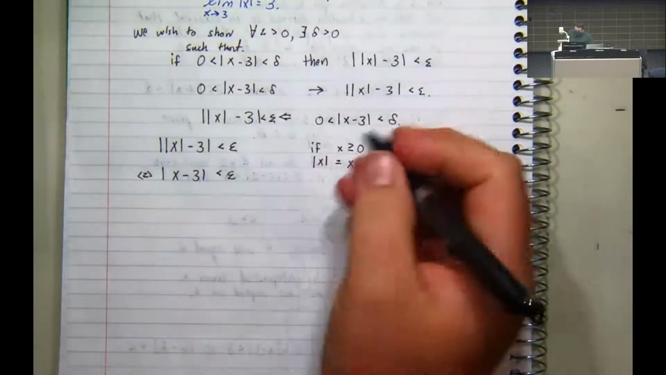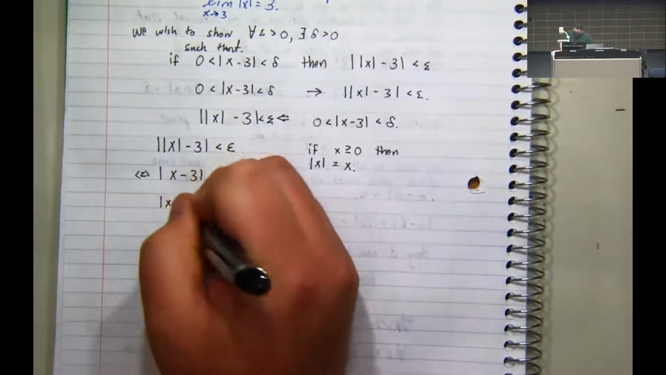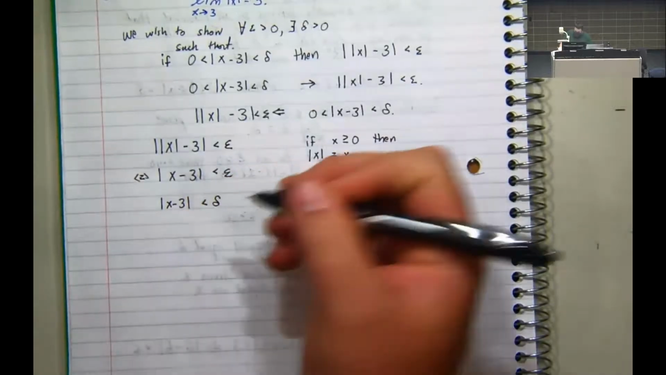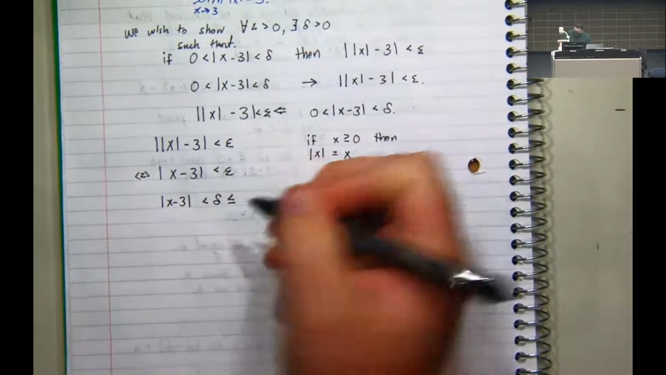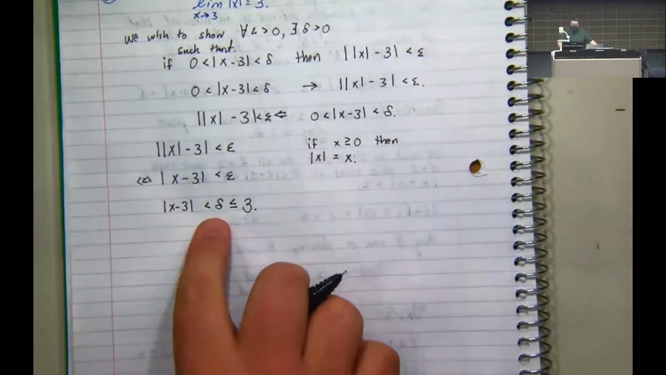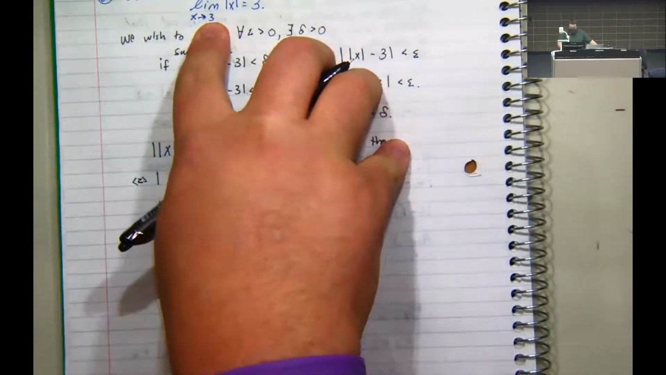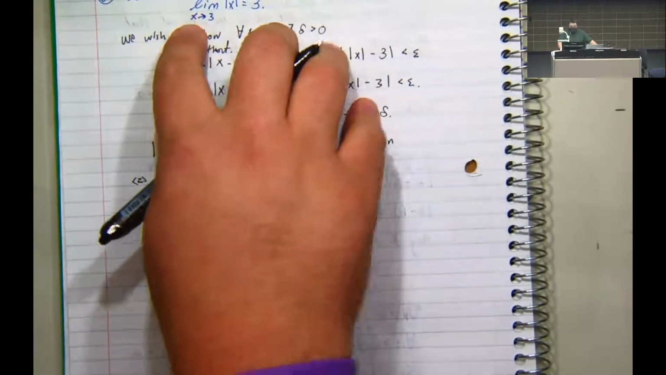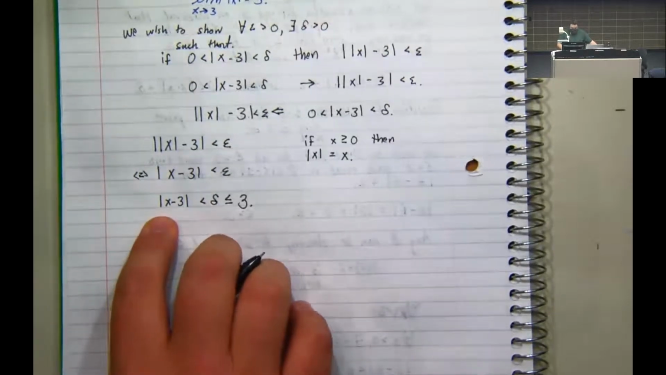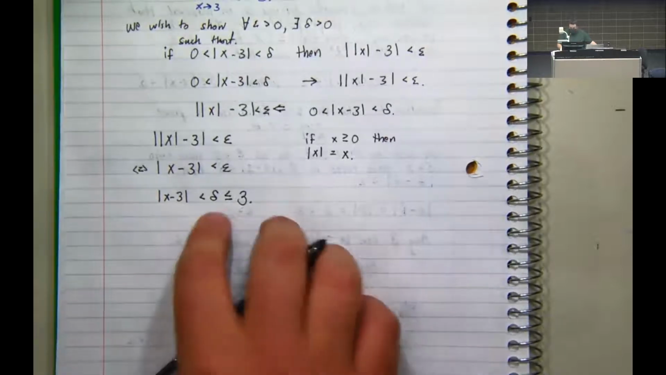So basically what we're going to have is that x minus 3 has to be less than delta, which is going to be itself less than or equal to 3. And so delta is resembling the difference between where our x value for the limit is and the current x value. So if that distance is less than 3, then x is going to be positive. So this is our first restriction on delta, is that delta has to be less than or equal to 3.